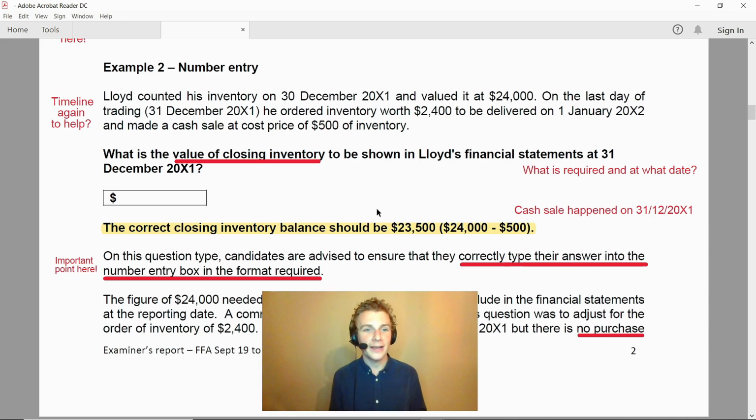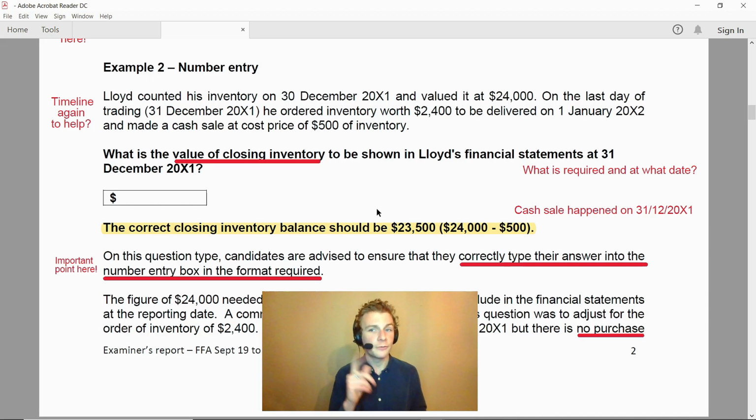On the last day of trading, so 31st of December 2001, he ordered a bit of inventory worth $2,400 and it's to be delivered after the year end, okay? So think about it like this. You've got 30th of December valued, 31st of December, the year end, and then the actual inventory is delivered after the year end on the 1st of January 2002 and made a cash sale at cost of $500 of inventory.